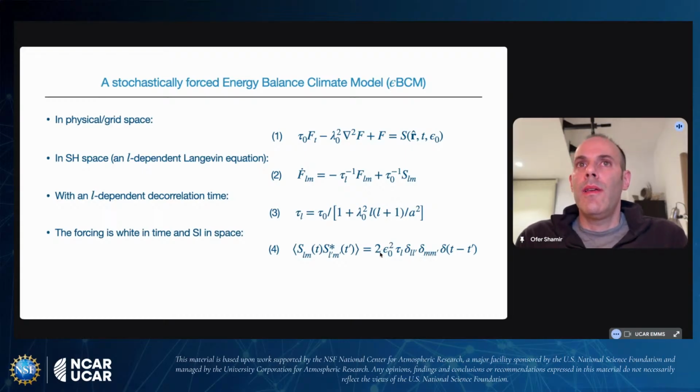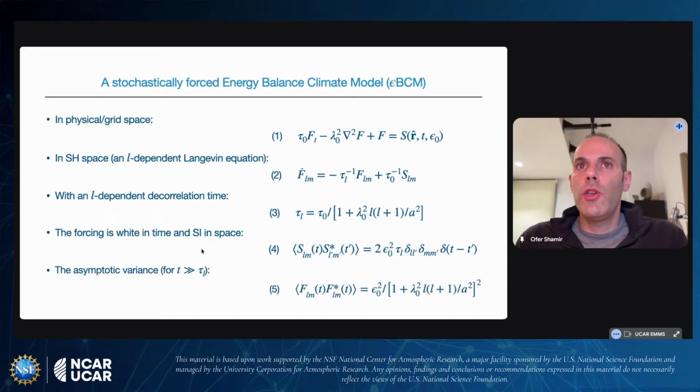And with that, we get a prediction for the asymptotic variance of the response at times much greater than the decorrelation time tau_L. The variance is given by this expression. That's not something trivial you can do in your head, but that's an established result. And what we're going to do in the remainder of this work, in 2 slides from now, is first fit the model to observations to estimate the model parameters, and then construct the background and the foreground.